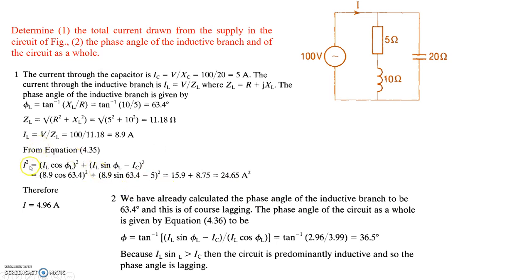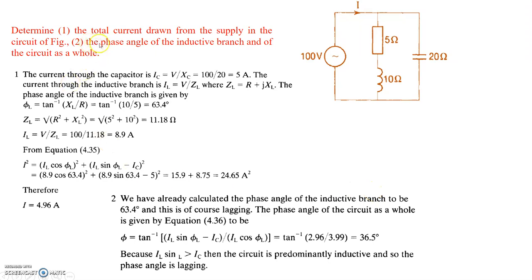So this can be solved by IL, which can be directly computed by V by ZL, and here only the magnitude is written. When you want to write the phase angle also, then simply you can write V, 100 at an angle 0, by this ZL. You can write the phase angle of this, and from that you can find the value of the total phasor current, and then from that you can find the magnitude, and the total current drawn magnitude is 4.96.